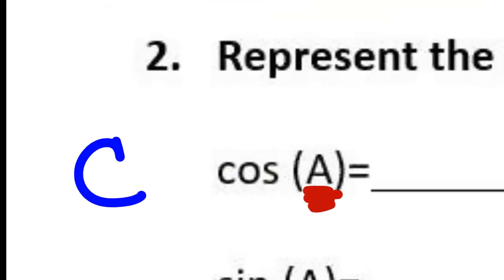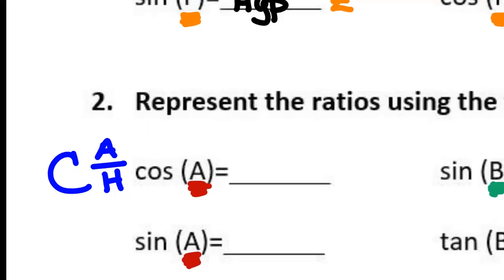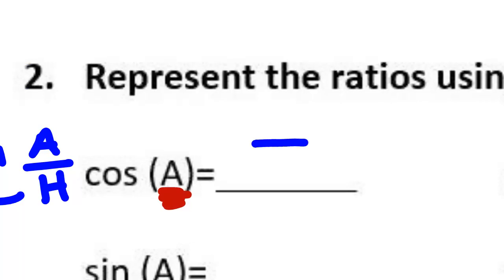Cosine is adjacent divided by hypotenuse. So the cosine of angle A would be what over what? How big is my adjacent side? 9 over the hypotenuse, which is 15.